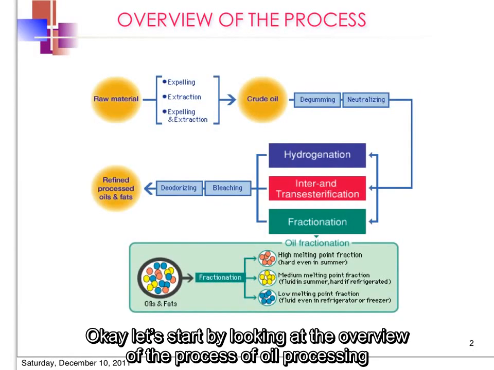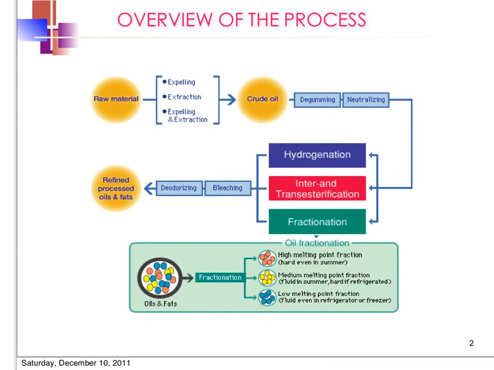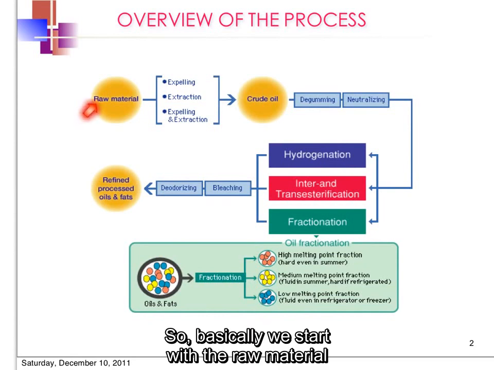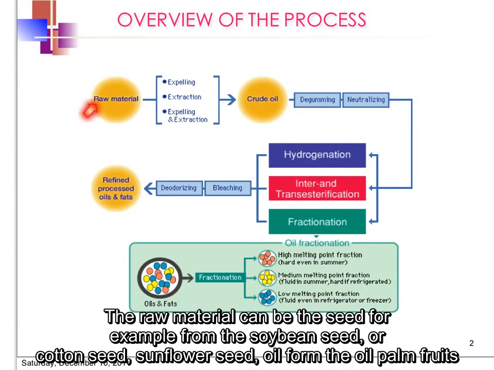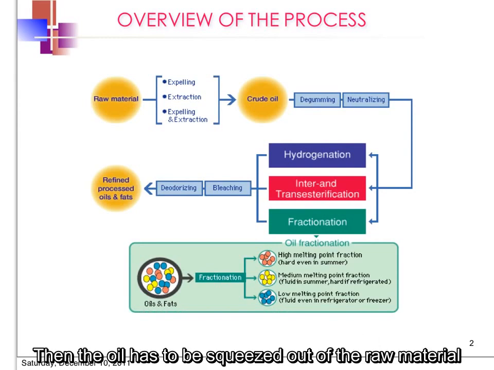Okay, let's start by looking at the overview of the process of oil processing. So basically we start with the raw material. The raw material can be the seed, for example, from soybean seed or the cotton seed, sunflower seed, or from the oil palm fruits. Then the oil has to be squeezed out from the raw material.